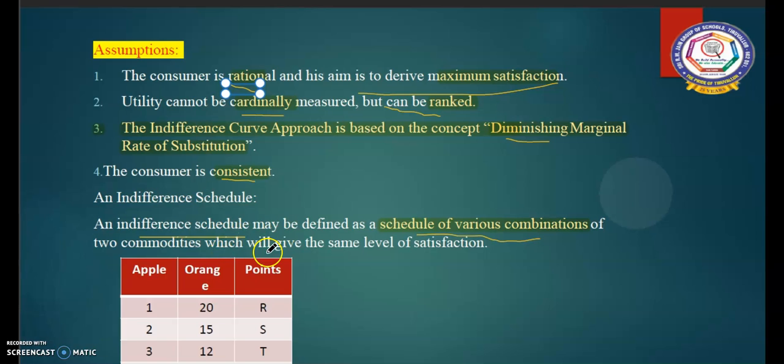Now, here we can see three combinations of two commodities, that is apple and orange. Each of these combinations give the consumer the same level of satisfaction without any discrimination. So, this schedule is called indifference schedule. He chooses the combination either 1 apple and 20 oranges, marked as point R here, 2 apples and 15 oranges, denoted as S here, and 3 apples and 12 oranges, denoted as T here.